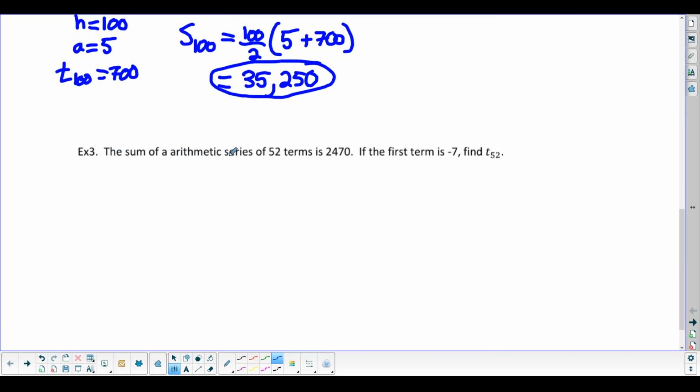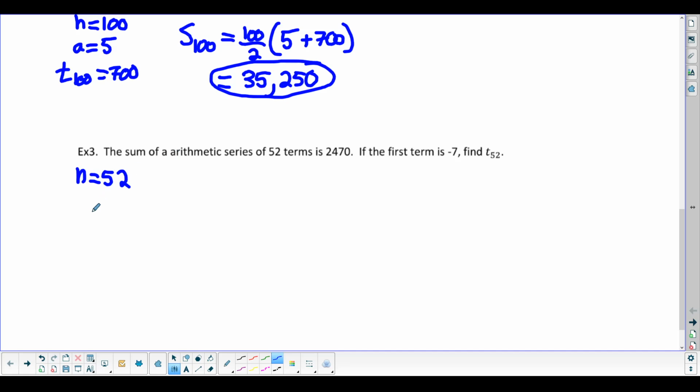So the sum of the arithmetic series of 52 terms is 2,470. If the first term is -7, find term 52. Okay, so a couple things we can tell here. It says that it has 52 terms. That's n.